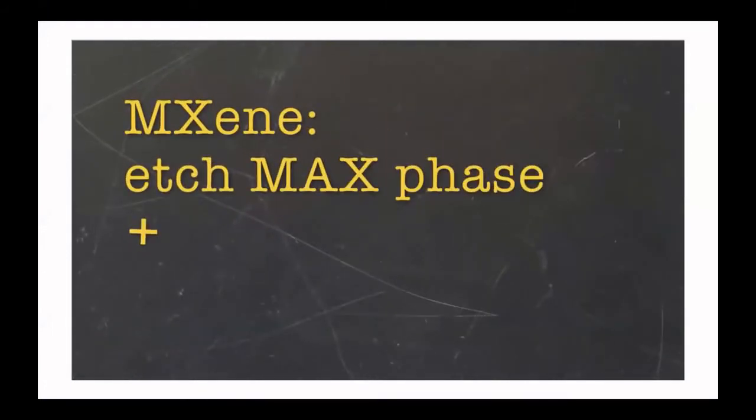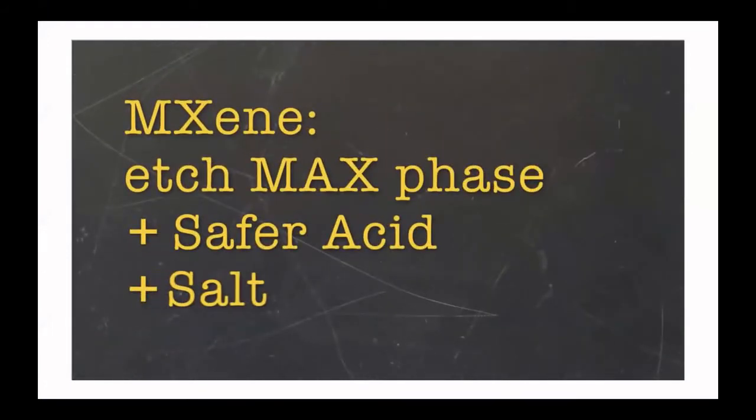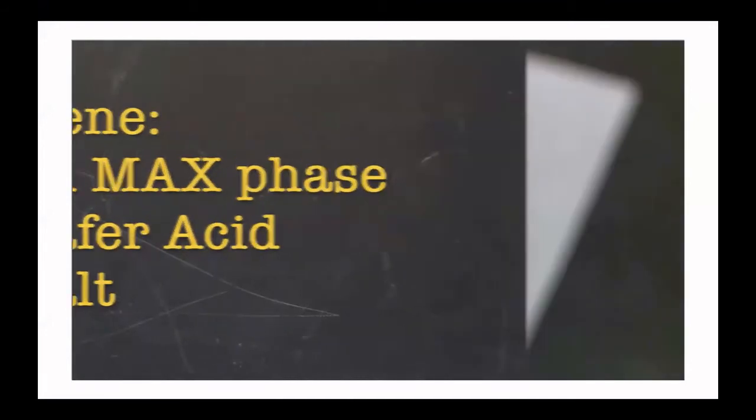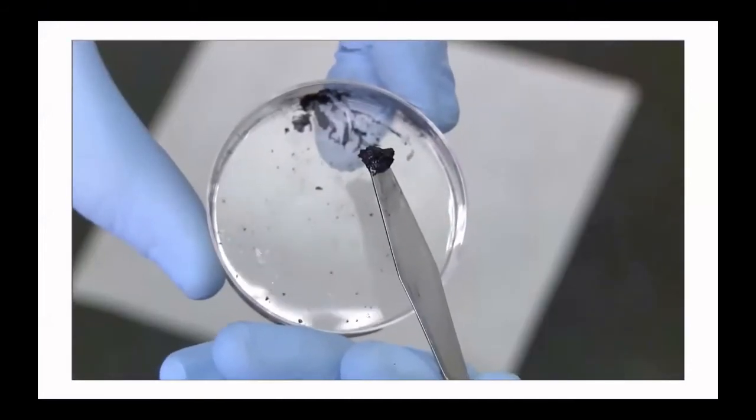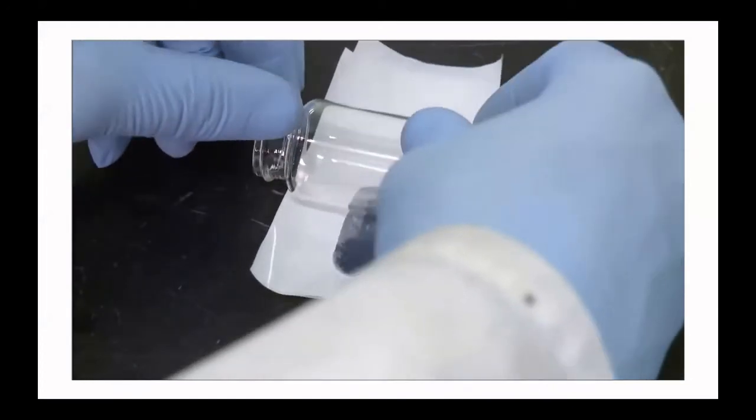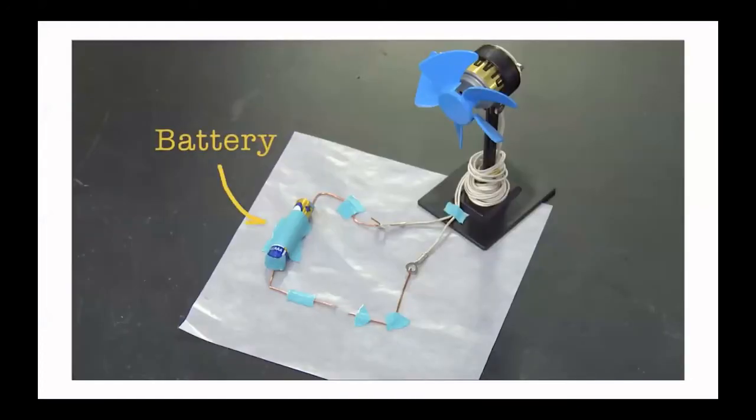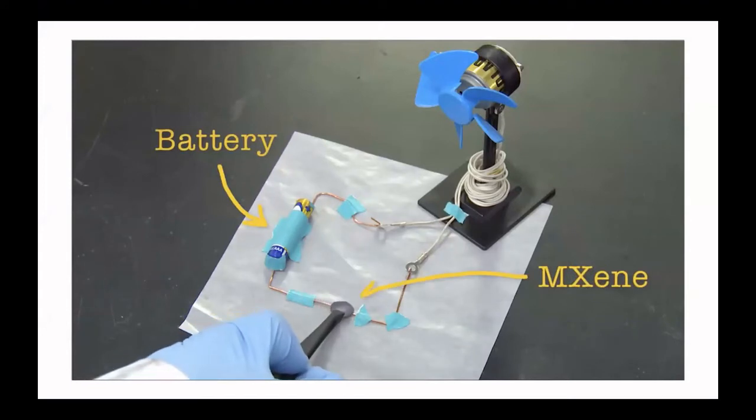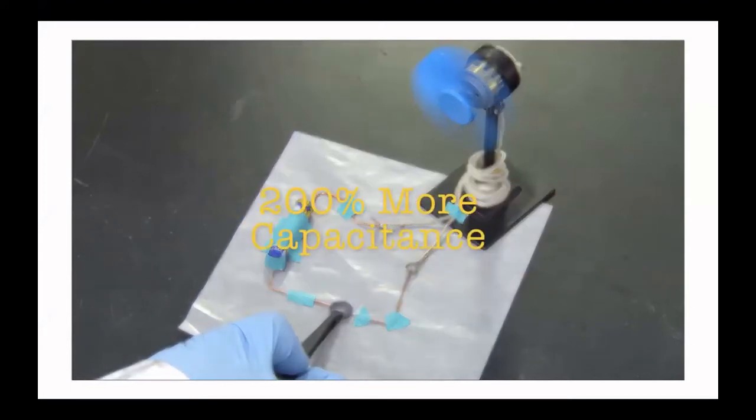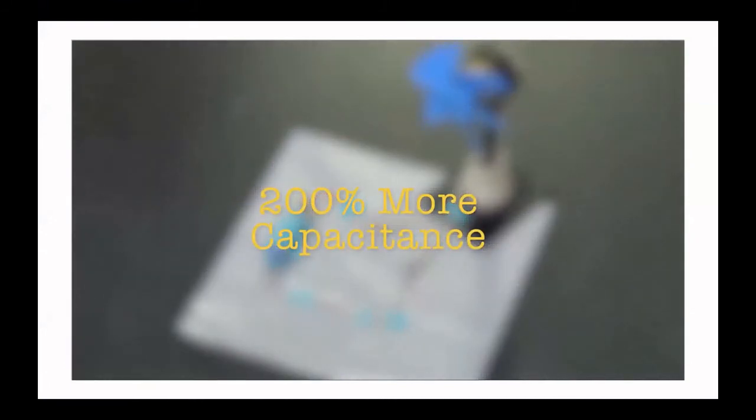Now, we simply react MAX phase with an etchant made from much safer acid and a salt, and after washing, we are left with a clay-like material that we can shape any way that we want, even rolling it out into a film. After drying, it's highly conductive. Not only is the process easier and safer, but electrodes that took us only 5 minutes to roll out have shown a 200% increase in capacitance over our previous reports.